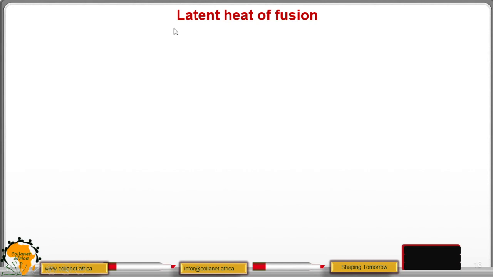In this lesson, we are going to look at latent heat of fusion. We start by looking at what it means when we talk of change of state. And just a reminder, you know that we have 3 states of matter. We have liquids, gases, and solids.